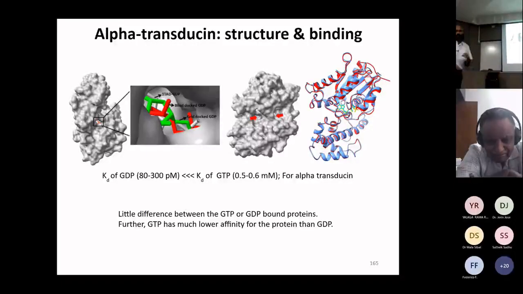Did you understand what I just said? In the classical theory, upon light hitting, there's some kind of a difference. But then we took both known structures and docked them with GDP and GTP. They give very high binding efficiency for GDP. So how can GDP get exchanged? It cannot, so it will stay bound to GDP. There is little difference between GTP- and GDP-bound proteins. GTP has much lower affinity for the protein than GDP. How can something with a lower binding efficiency get exchanged in lieu of the higher binding efficiency?